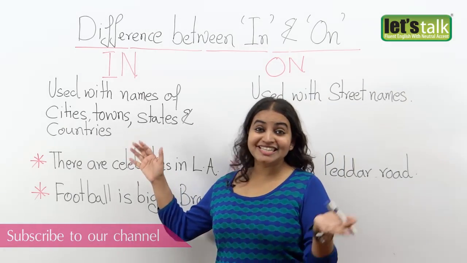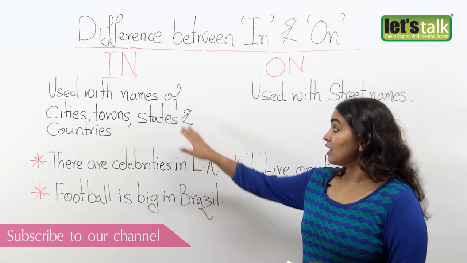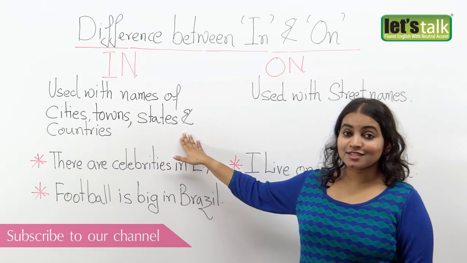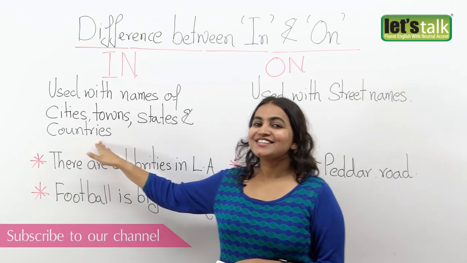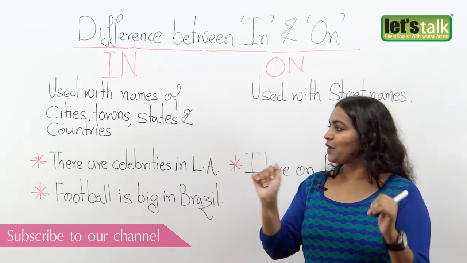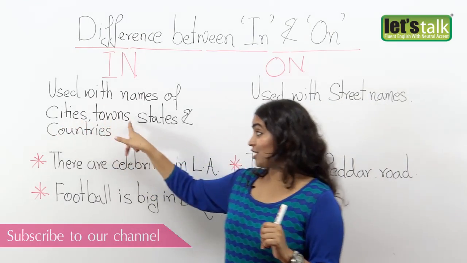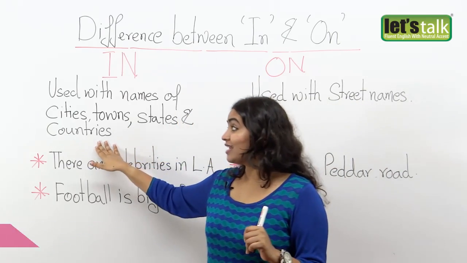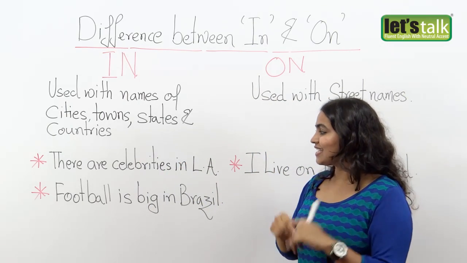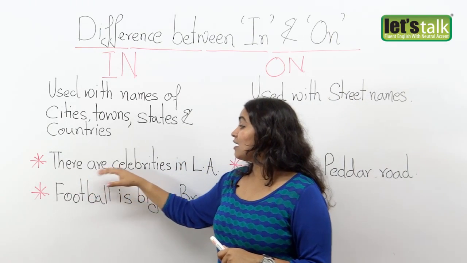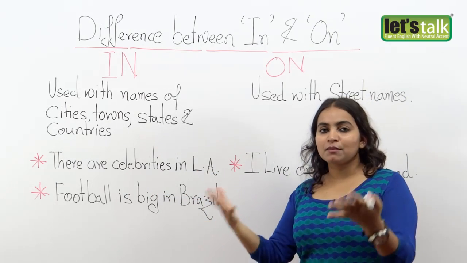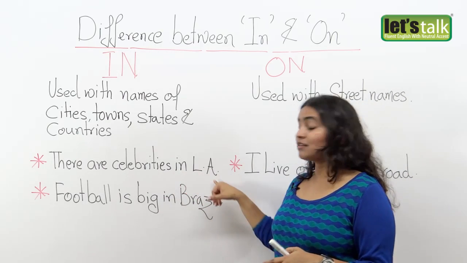Well, the preposition in is also used with names of cities, towns, states, and countries. Okay, so when I use the word in, make sure you club it with the name of a city, a town, a state, or a country. In these cases, you will never use the word on. Okay, let's see how. There are celebrities in Los Angeles, or the maximum number of celebrities live in Los Angeles.